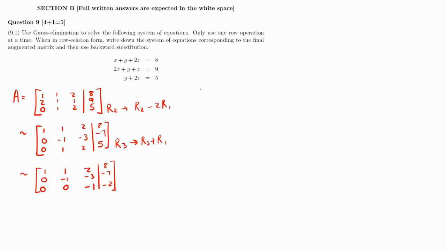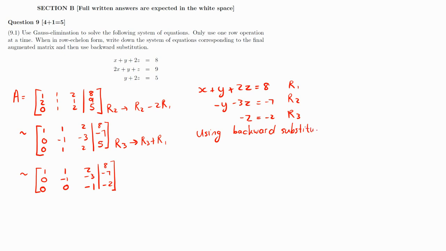So our new system of equations will be x plus y plus 2z gives us 8. This is row 1. And then minus y minus 3z gives us minus 7. This is row 2. And minus z is equal to minus 2. This is row 3. So now, using backward substitution, we start at row 3. So minus z is equal to minus 2. So that just means z is equal to 2.